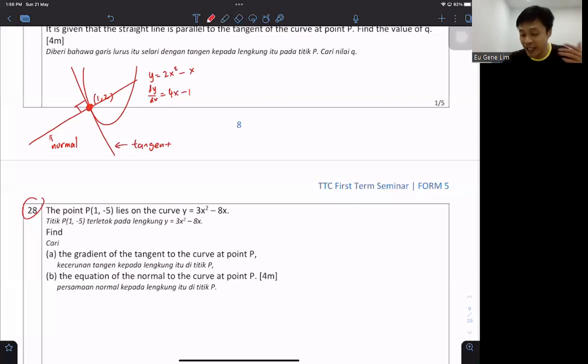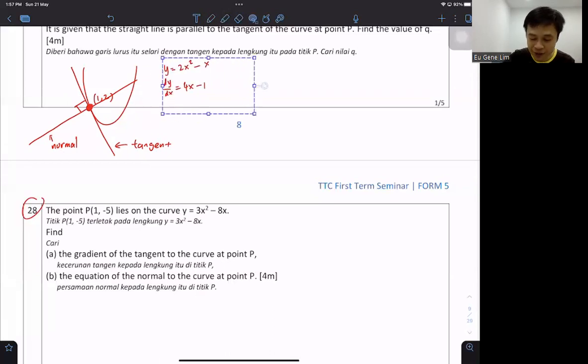So you need to know which is tangent and which is normal. The one that touches the curve at only 1 point is called tangent. Normal is the line that is 90 degrees to the tangent, understand? So remember, we always find tangent first, then only find normal. Tangent is number 1, normal is number 2, because normal is 90 degrees to tangent.